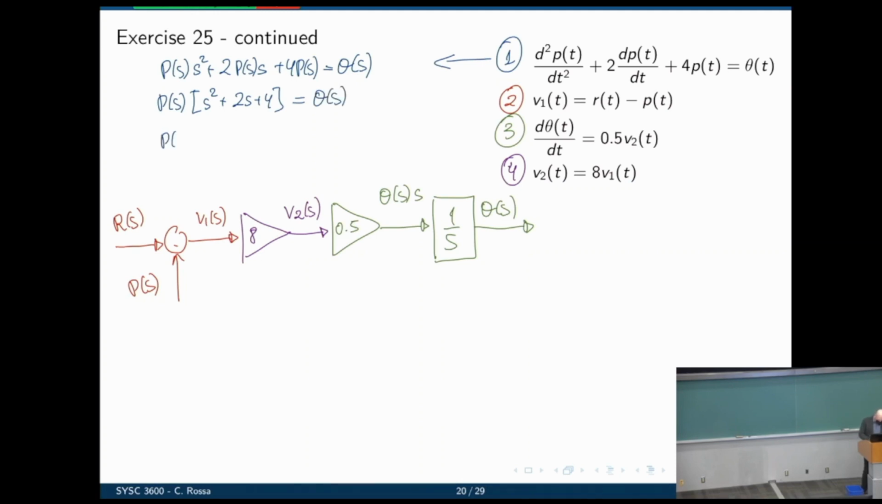And now P of s is theta of s divided by s squared plus 2s plus 4. Now, what is this equation giving us? This seems like a transfer function that relates the position of the motor to the position of the spacecraft. And what is that? S squared plus 2s plus 4. That's the dynamics of the spacecraft. We are changing its position. These s's come from this differential equation. They represent the dynamics of the spacecraft. What do we do next?